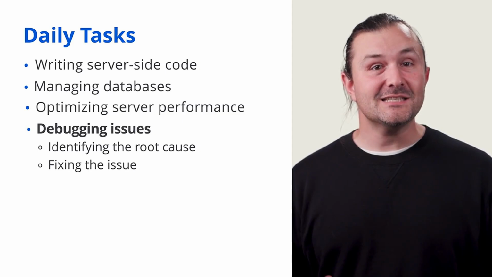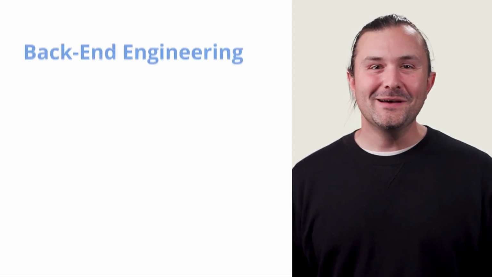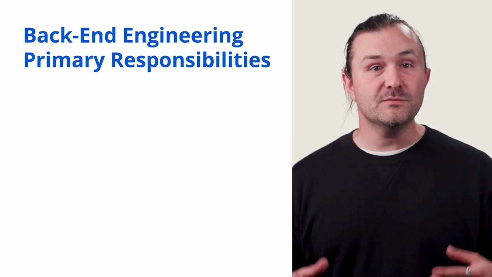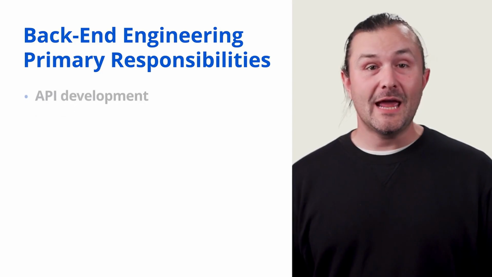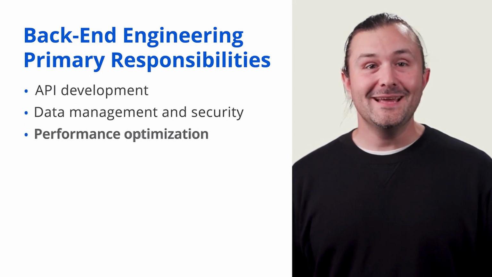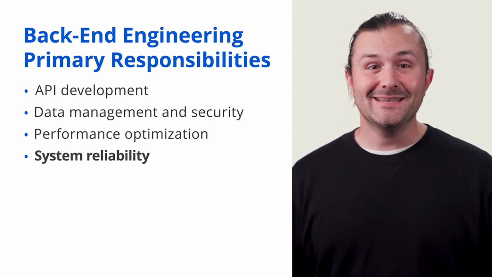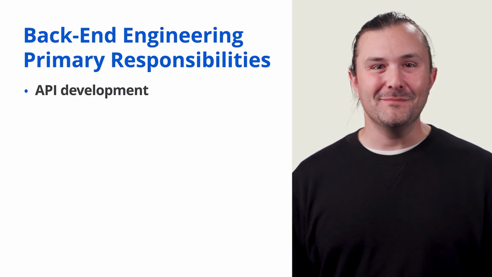All of these daily tasks help backend engineers with their primary responsibilities. Now, let's explore some of the backend engineer's primary responsibilities. Backend developers' primary responsibilities include API development, data management and security, performance optimization, and system reliability and maintenance. Let's examine each of these responsibilities in detail, starting with API development.